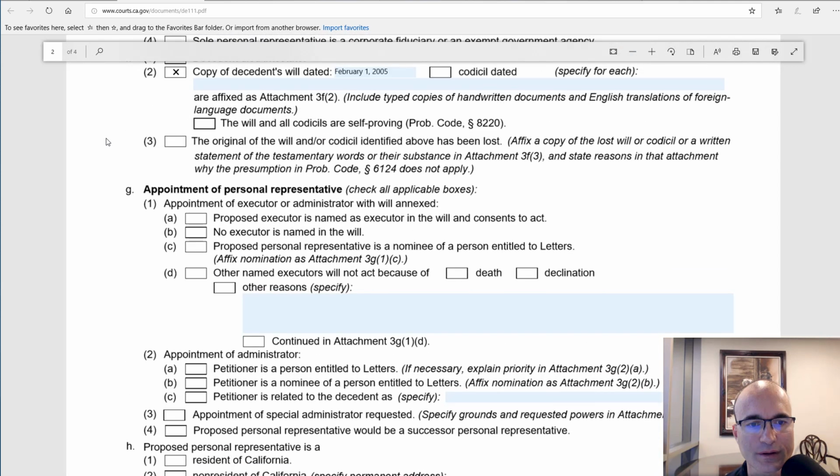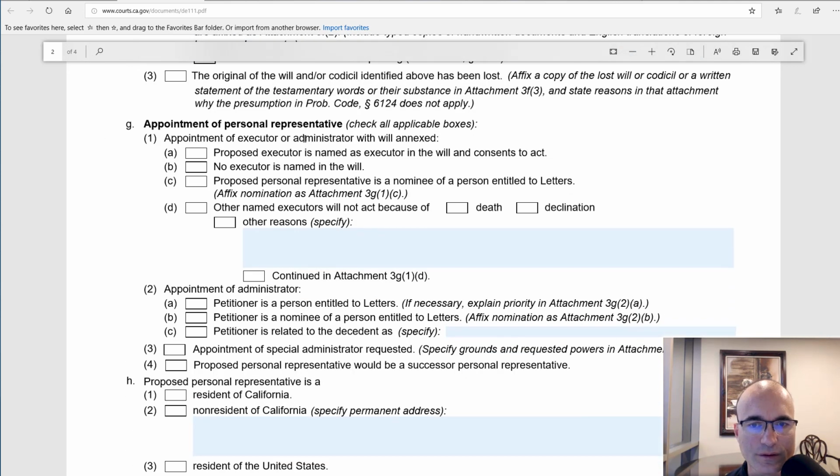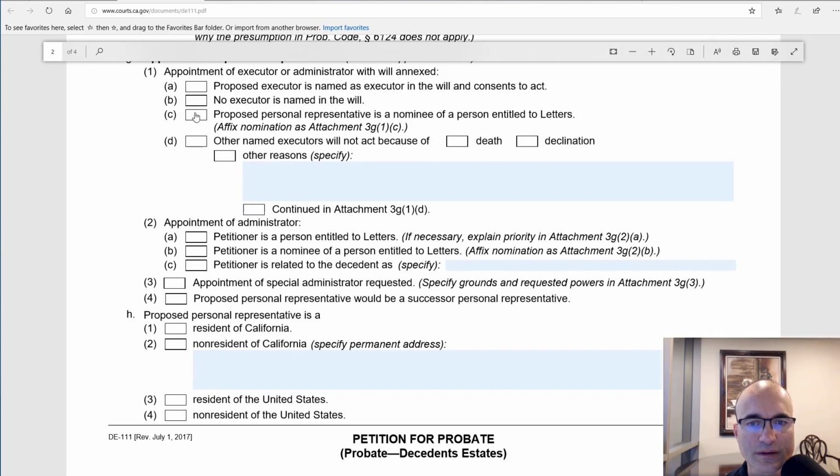Next, we're going to get to the appointment of personal representative. So this is where the proposed executor is named as executor in the will. If that's the case, you just go ahead and click that. It could be that there's no executor named in the will. That's why somebody needs to be administrator with will annexed. It could be that somebody's a nominee. The court under D wants to know, well, why are the other named executors not acting? So maybe one of the other named executors has passed away, or they declined to act for some reason. They just don't want to do it. The court wants to know that right here.